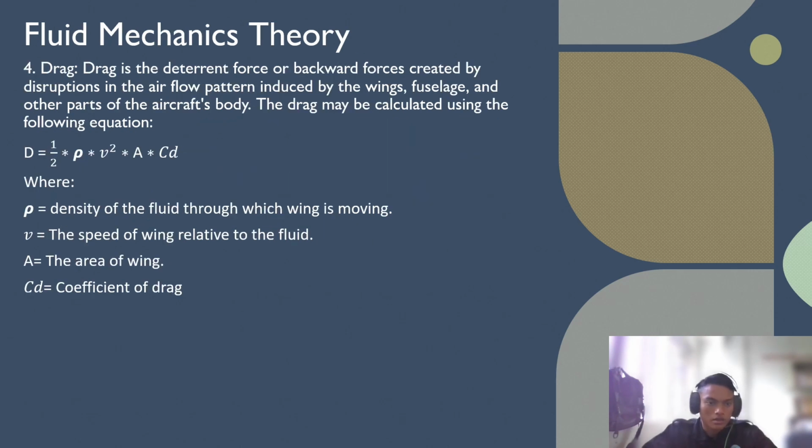Next, the drag formula. Rho is the same as before, the density of the fluid through which the wing is moving. V is the speed of the wing relative to the fluid. A is the area of the wing. CD is the coefficient of drag.